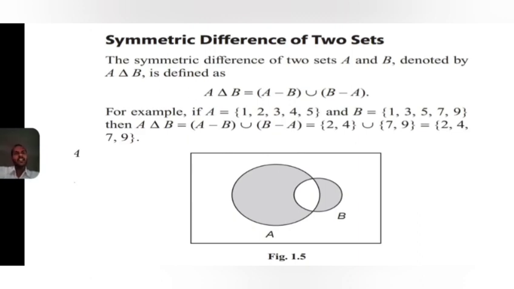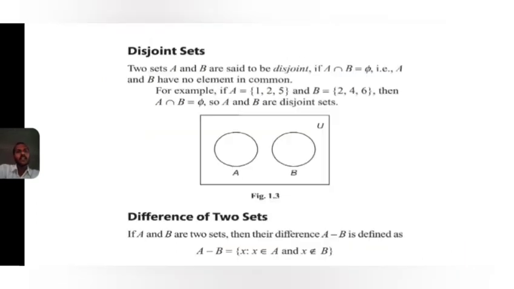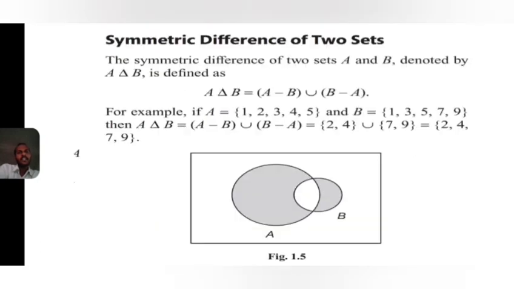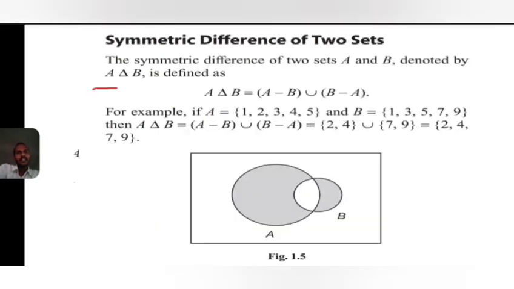Here the symmetric difference of two sets A and B is denoted by A triangle B. It is A symmetric difference B equals A difference B union B difference A. For example, if A equals {1, 2, 3, 4} and B equals {1, 3, 5, 7, 9}, then A symmetric difference B is nothing but A difference B union B difference A.